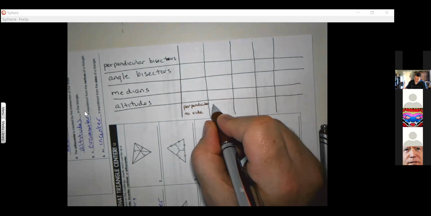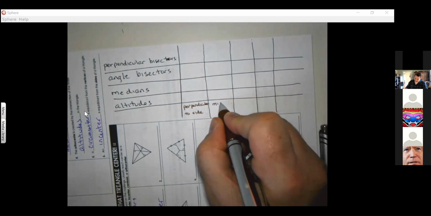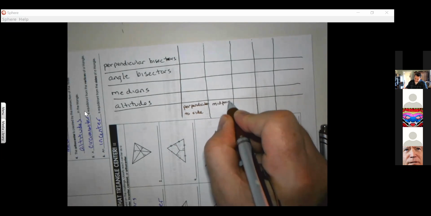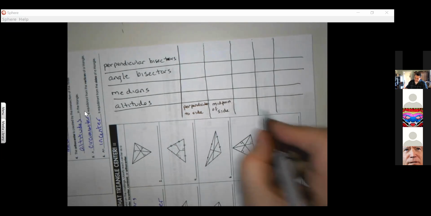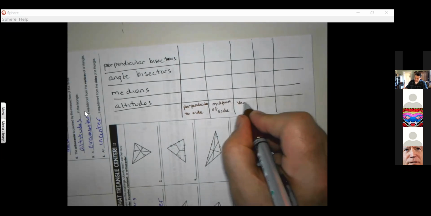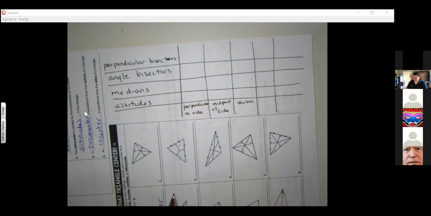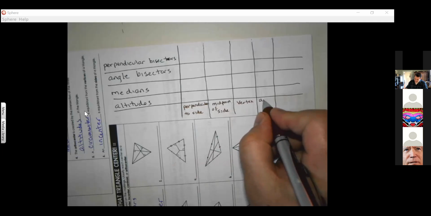Next question is, does it go through the midpoint of a side? Next question is, does it go through the vertex? Perpendicular, midpoint, vertex. And the last one is, is it an angle bisector?